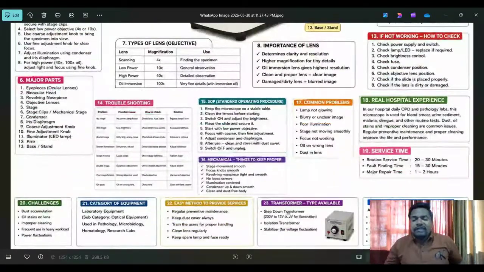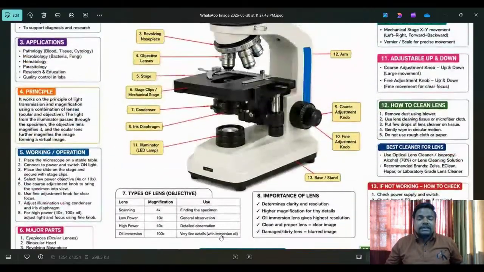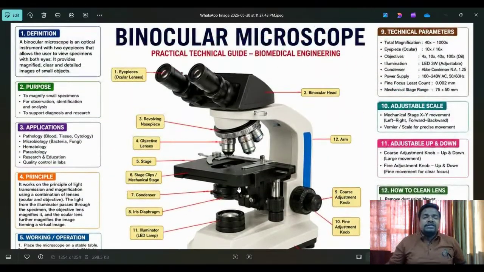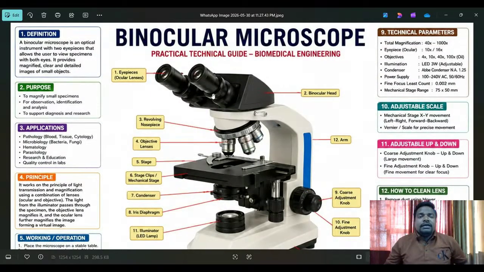See, very valid points. I brought a total of 24 points, complete equipment and a minimum of 5 slides. I brought it for you, with lots of information. Everything I'm going to explain. Right, now come here. Topic: this is the binocular microscope, a practical technical guide, and biomedical engineering services.